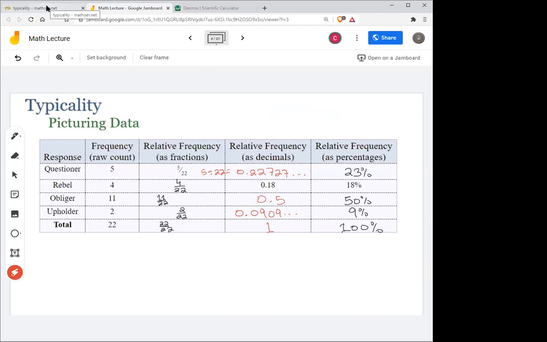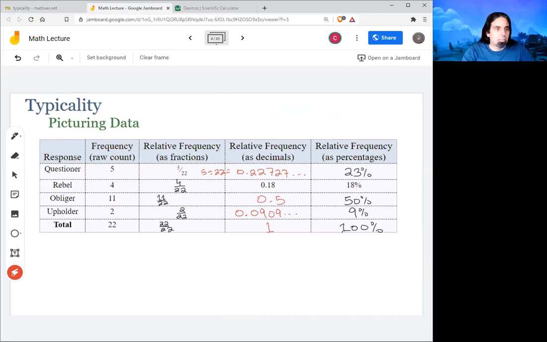Could we potentially do another one? Yes. Let me do that. I don't know if I have one ready to do. Let me check real quick.